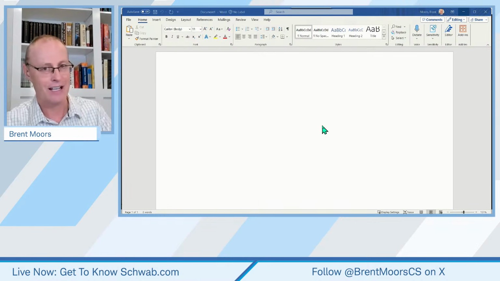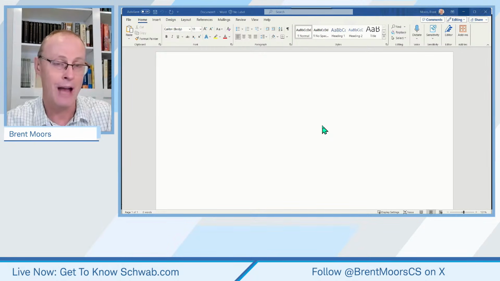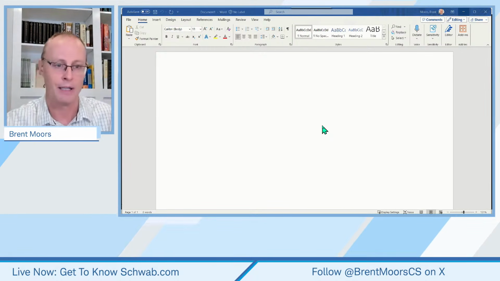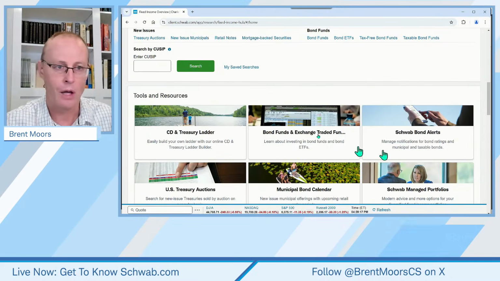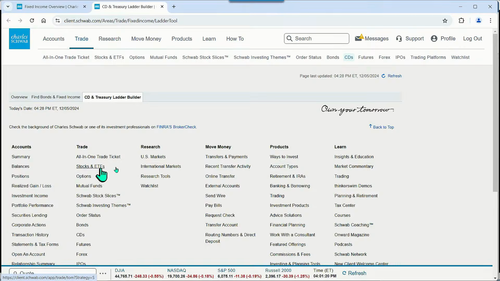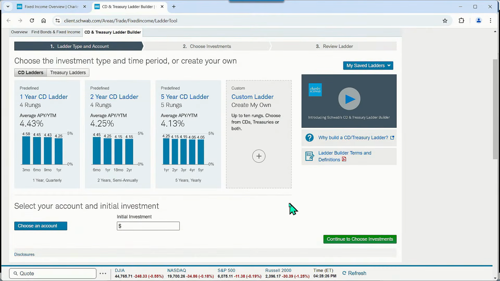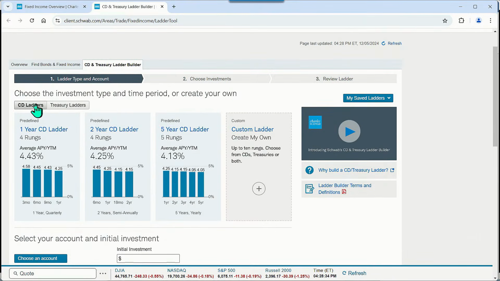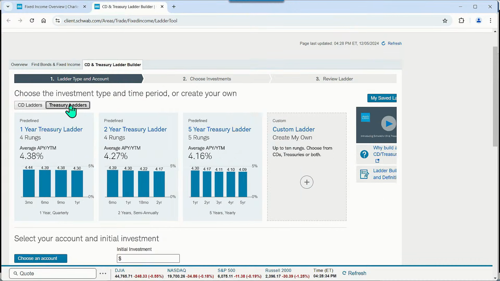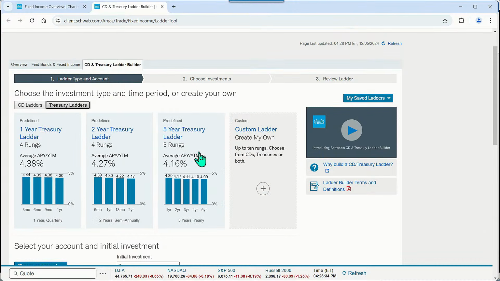Now, that may be helpful or may not be helpful depending on what the interest rate environment is. But let's go back and show you how you can actually do that on this platform. If I click on CD and Treasury Ladder, you can create your own ladder with however many years you want. I'm just going to click on a 5-year ladder. Oh, that's a CD ladder. Notice, this often gets me. There are CD ladders and Treasury ladders. I'm going to click on a Treasury ladder, a 5-year Treasury ladder.